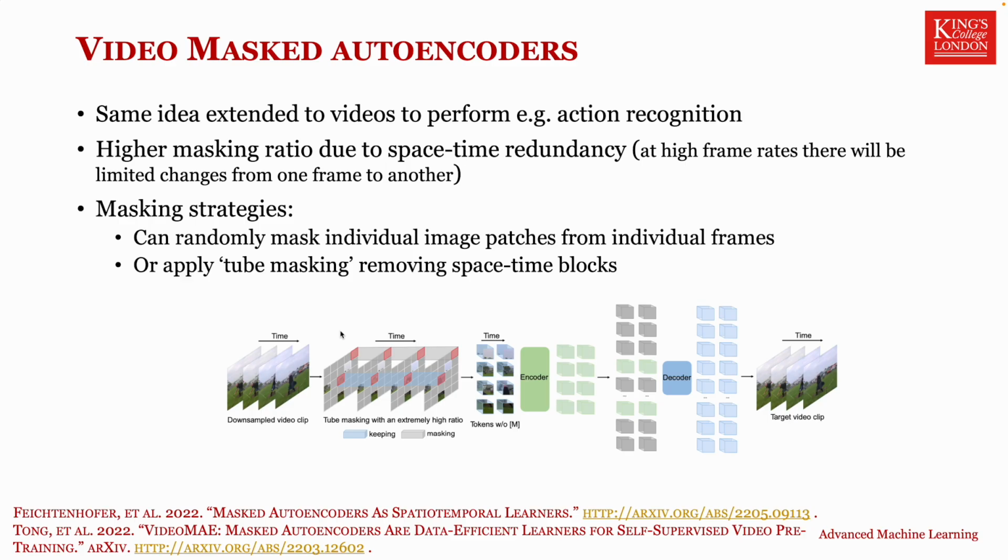For video, it's a similar idea, but there's even more redundancy between patches because they will be similar in space and time, meaning that for video recognition tasks, we tend to mask up to 90% of the patches. This can be done randomly, meaning that completely different patches are masked for each point in time, or you can apply tube-like masking such that we mask one patch consistently over a period of time.